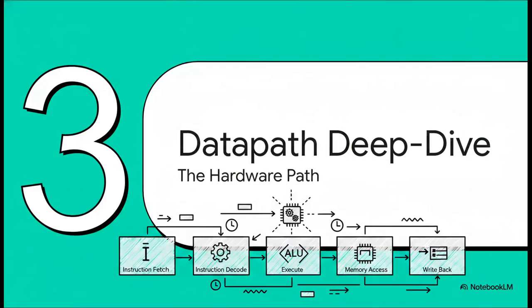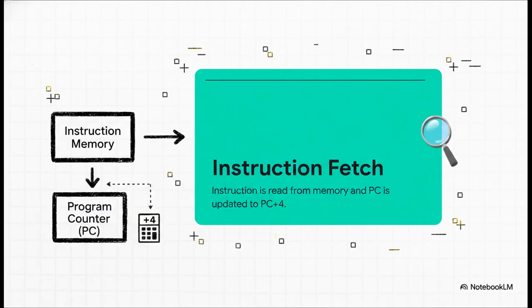Section 3, the data path deep dive. Let's break down the specific jobs happening at each of these 5 hardware stations. First up is instruction fetch, or IF. In this very first stage, the processor simply fetches the command it needs to perform from the instruction memory. But simultaneously, it takes the program counter, which is basically the tracker of where we are in our code, and adds 4 to it. It adds 4 because instructions are 32 bits, or 4 bytes long. So this instantly queues up the internal counter to point to the next task in line.